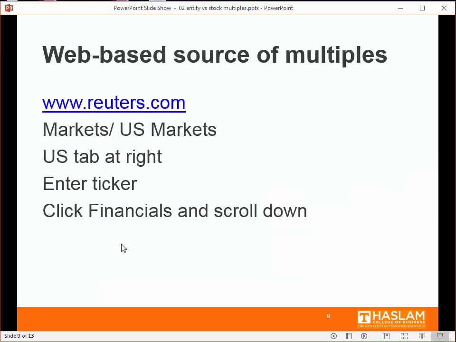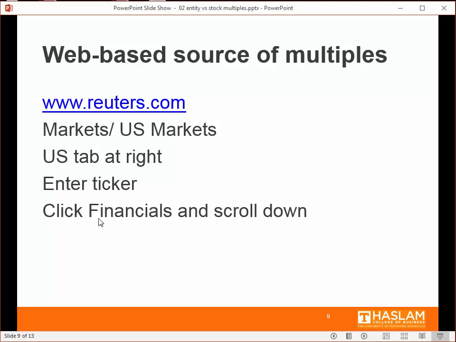Now, in order to use entity-based multiples or even price-based multiples, you need to have some sort of source of this on an industry basis. And one source is Reuters, www.reuters.com. It's a little bit hard to find, but go to the Markets tab, then pull up the U.S. Markets tab over to the right, enter the ticker symbol, and click on Financials and scroll down.